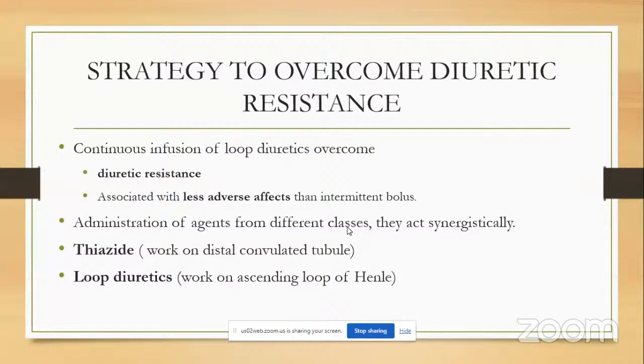Combining two agents can have a synergistic effect, like I have told earlier: thiazide diuretics, metolazone, and loop diuretics, furosemide, are given in combination, and with the start of this combination, usually the patient starts making good urine output. But if the patient is resistant to this combination as well, then the patient is given a dialysis session.